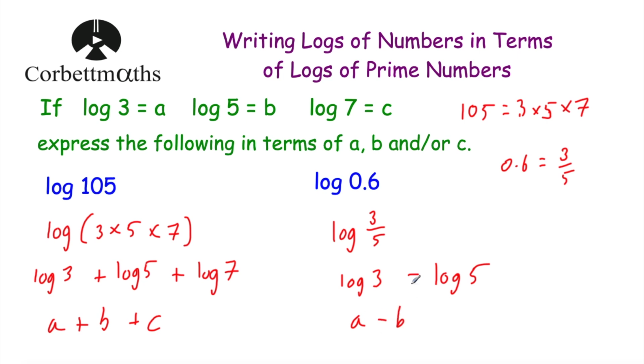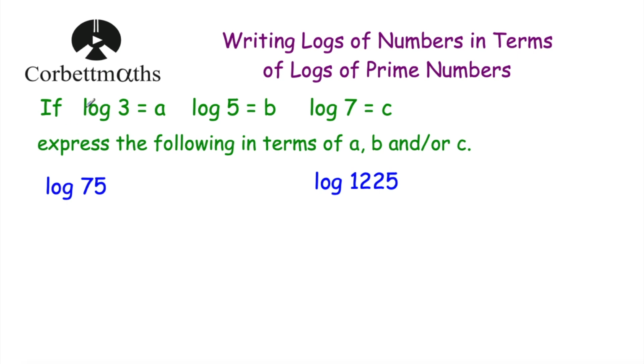And you can check if you're right. You can get your calculator and do the log of 3 subtract the log of 5, see what that answer is, and also do the log of 0.6 and see if you get the same answer, and then you'll know that you're right, that it is A minus B. Okay, so let's have a look at our next one.